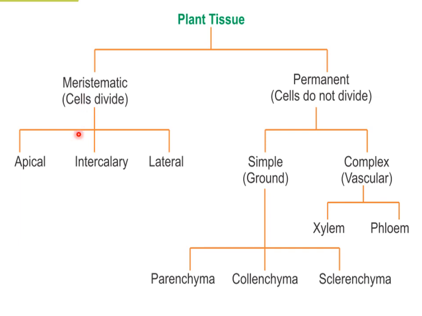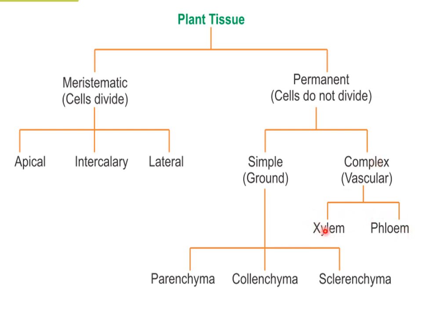Meristematic is divided into 3 categories: apical meristem, intercalary meristem and lateral meristem. You have to learn the functions as well with the diagrams. Permanent is divided into simple permanent and complex permanent. In simple, similar types of cells are present. In complex, more than one type of cell is present. Simple is divided into parenchyma, collenchyma and sclerenchyma. And complex is divided into xylem and phloem.